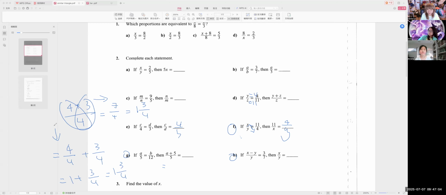Right? Okay, so if that's the case, can you change it to this one equals what? Is it equal to a over 5 plus 5 over 5? Okay, so is it equal to a over 5 plus 1? Do we know a over 5 equals what? A over 5 equals b over 12. So the answer is b over 12 plus 1, which is b plus 12 over 12.